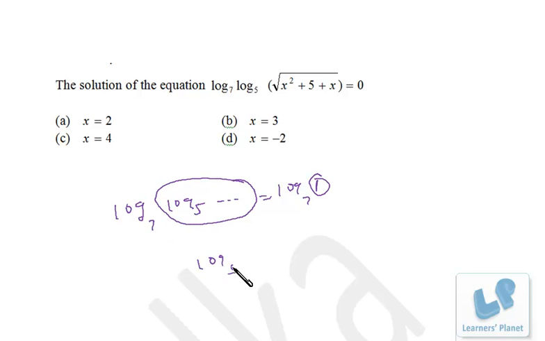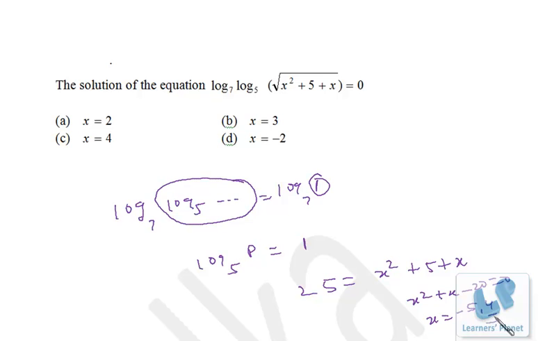So log 5 of this story, I suppose it to be p, is equal to 1. That means 5 raised to 1 is equal to p, right? So 5 raised to 1 is 5 and that is p. So that is x square plus 5 plus x square root. So if I eliminate square root, I'll be getting this. Now it is x square plus x minus 20 is equal to 0. So that means x is equal to minus 5 or 4, right?